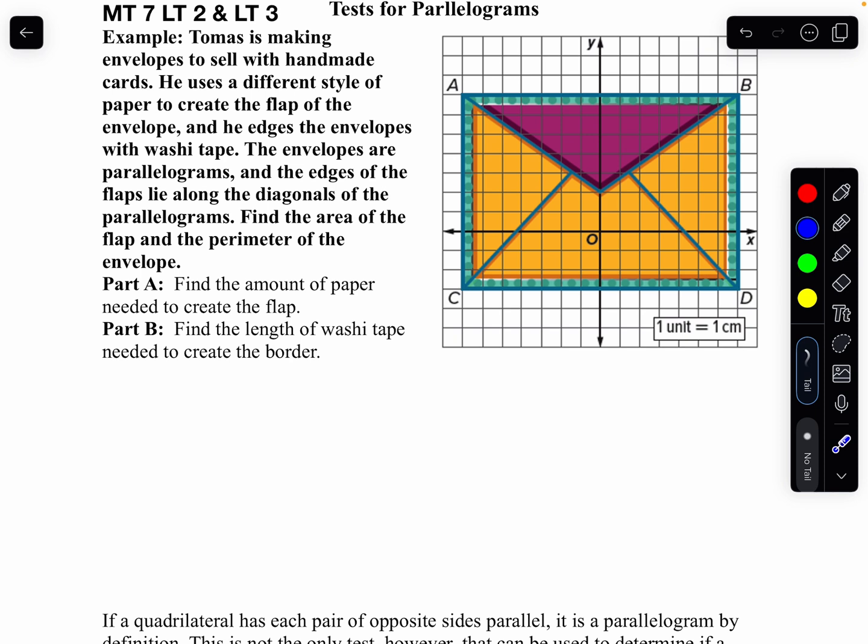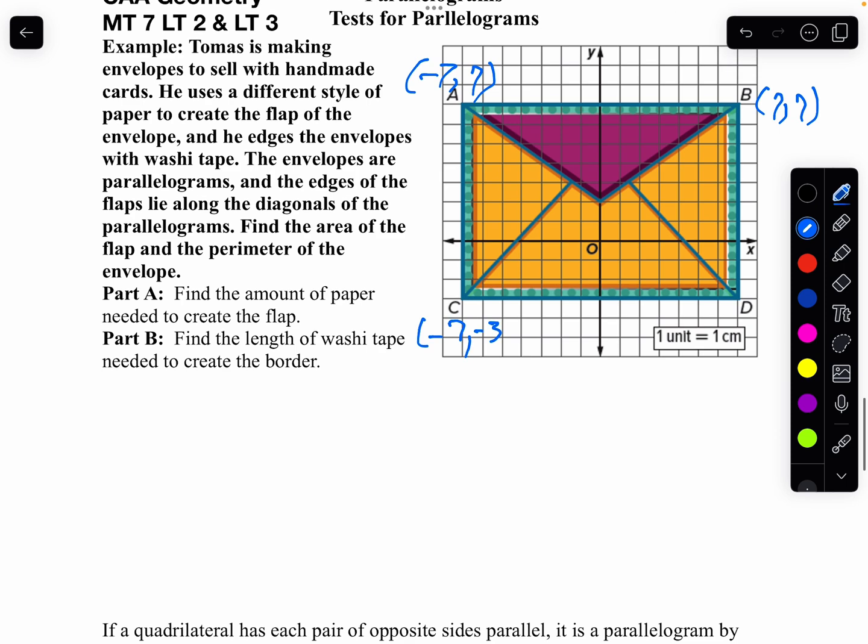I think the first thing I'm going to do is find the coordinates of each point A, B, C, and D. So point A is at negative 7, 7. Point B is at 7, 7. Point C is at negative 7, negative 3. And point D is at positive 7, negative 3.